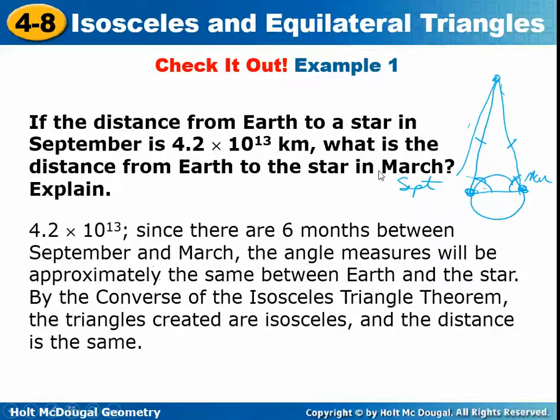So the distance should be the same, which is 4.2 times 10 to the 13th. So if you can show it's an isosceles triangle, then you can say that the lengths are the same.